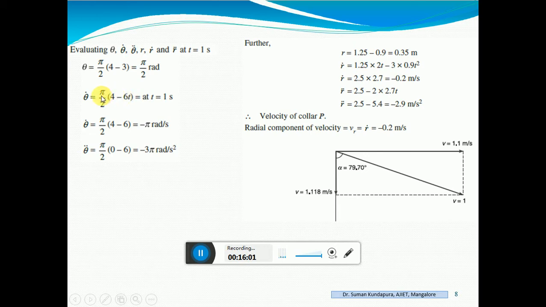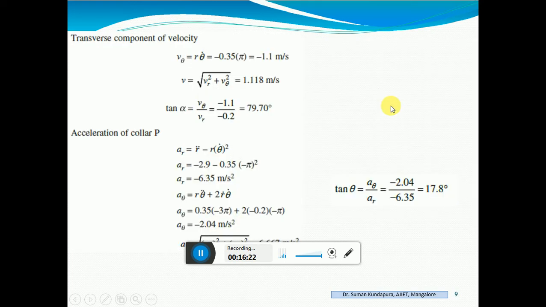Next one, differentiate this equation once more. Theta double dot, you will get it as pi by 2 into minus 6. There is no t to substitute over here. Just simplify this. Minus 3 pi radian per second square is theta double dot. Now substitute these respective terms in your equation for radial velocity and the transverse component of velocity, and you will get the final velocity.